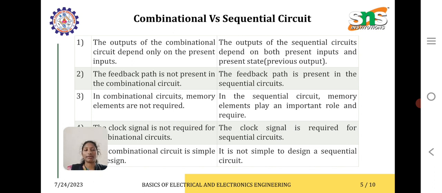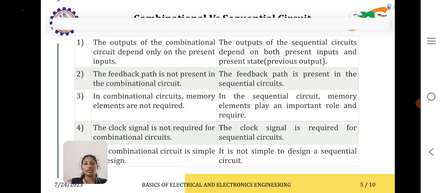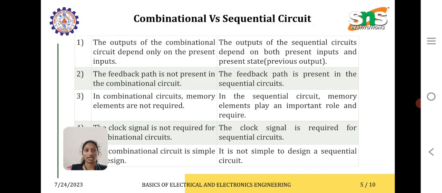So here we have the difference between combinational and sequential circuits. The output of the combinational circuit depends only on the present input. The output of the sequential circuit depends on both the present input and the present state. That is the previous output; we call it the present state. The feedback path is not present in the combinational circuit, whereas the feedback path is present in the sequential circuit.